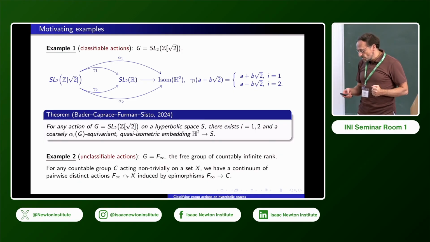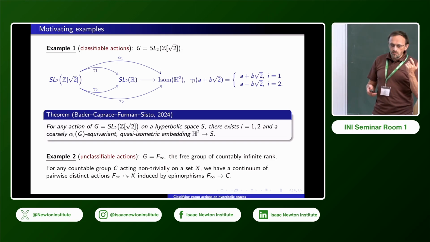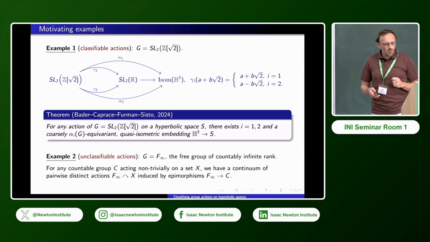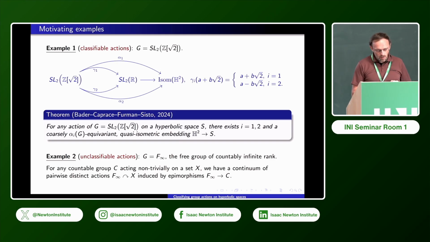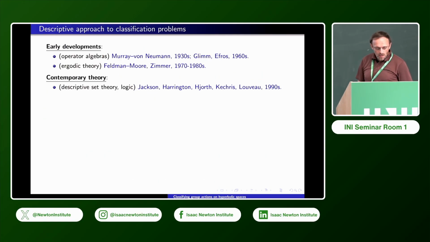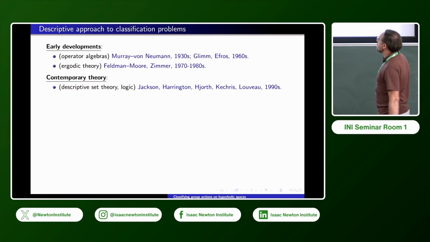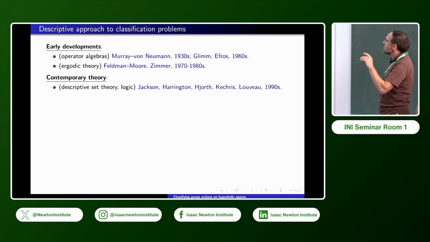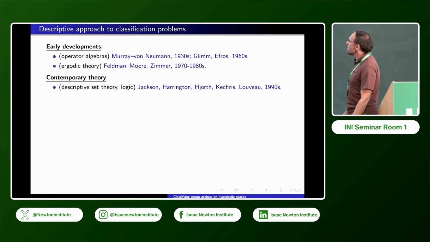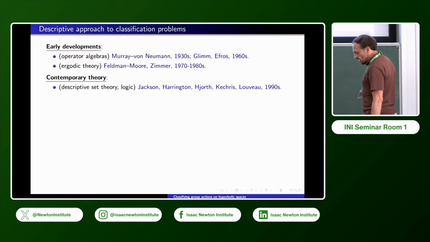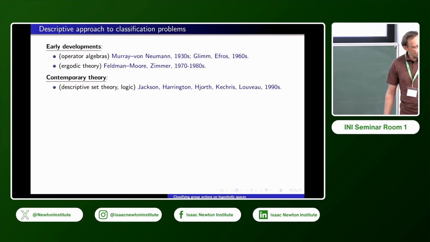Now I want to explain the precise meaning of the word classifiable. And for that, I will need some preliminary background from descriptive set theory. The ideas I'm going to quickly describe come from operator algebras and ergodic theory, and the contemporary theory has significant input from logic.